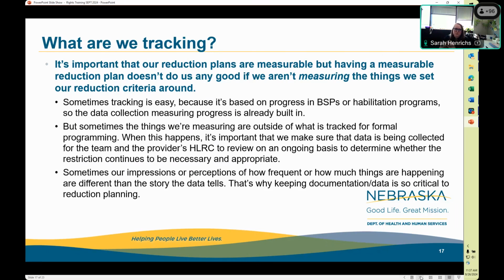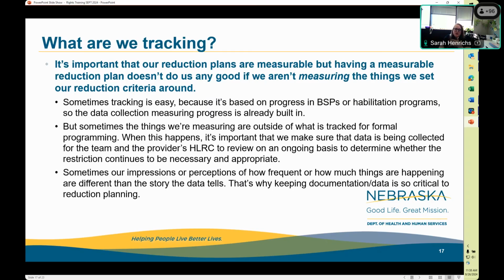So, and the reason that this is so important, I mean, it's what the team should be reviewing when you review semi-annually, is the measurement of the risk factors and whether the risk is reduced or not. It's also important because that's something that human legal rights committees that are required to review and give approval for these restrictions. Those are things that they should be reviewing too, and they really shouldn't be approving rights restrictions when the data doesn't support that there is adequate risk to justify that rights restriction.